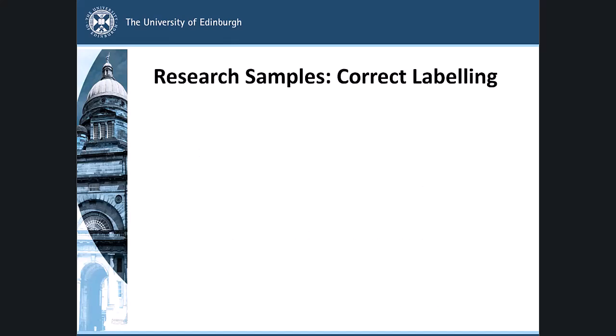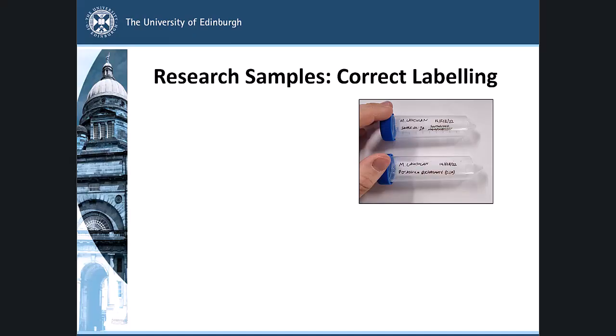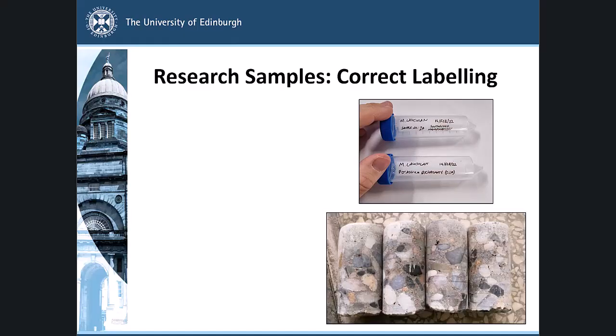Over the course of your research project, you will likely generate research samples. Research samples can take many forms. They could be a novel material you have prepared in the lab, or they could be environmental samples that you have taken from working in the field. For example, samples of concrete from a building site.